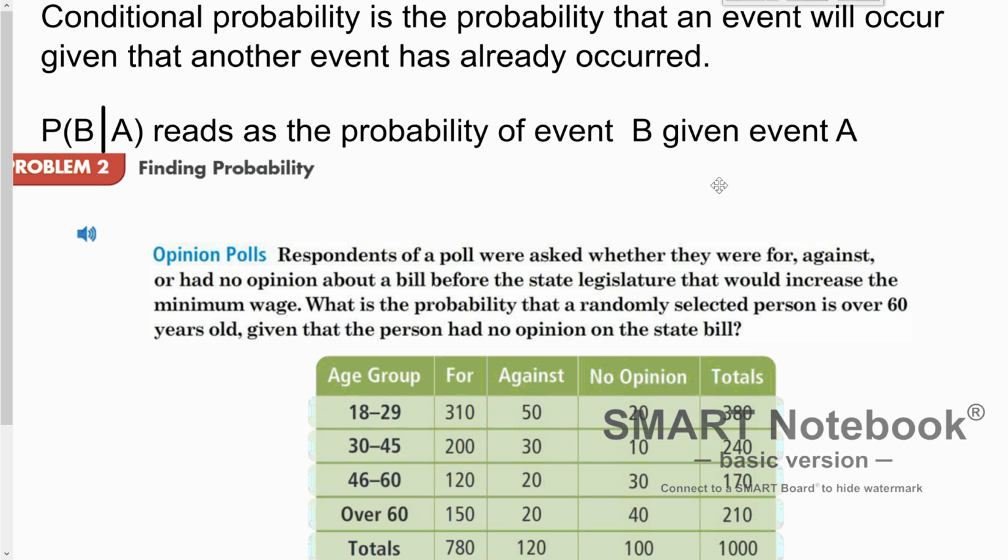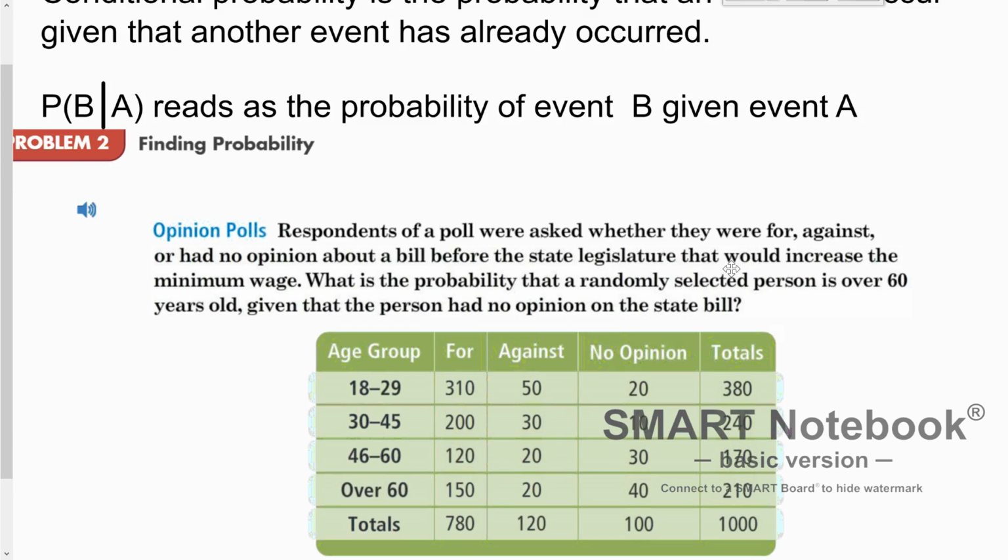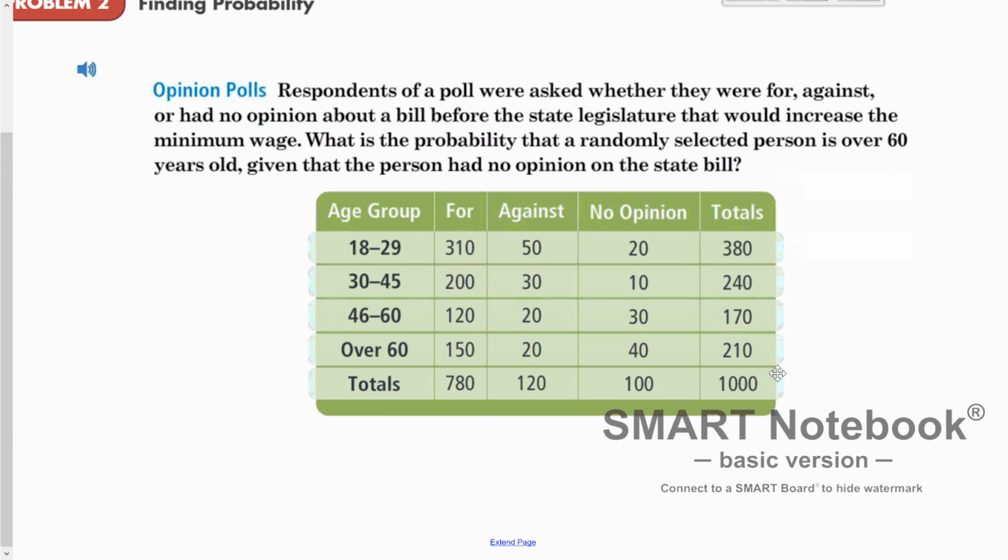On problem number 2, finding probability. Conditional probability is the probability that an event will occur given that another event has already occurred. Basically, normally we have our whole denominator, right? 1,000 people for this two-way table. 1,000 people were surveyed. Yeah, it's a survey, so 1,000 people were normally surveyed.